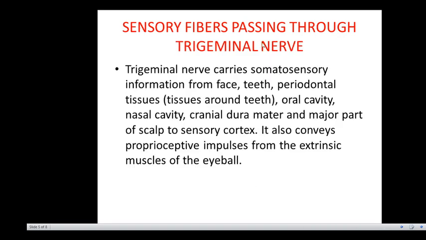Now, sensory fibers passing through the trigeminal nerve. The trigeminal nerve carries the somatosensory information from the face, teeth, periodontal tissues, oral cavity, nasal cavity, cranial dura mater, and major part of the scalp up to the sensory cortex. It also conveys proprioceptive impulses from the extrinsic muscles of the eyeball.